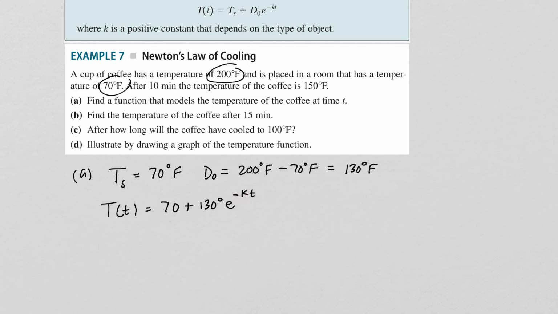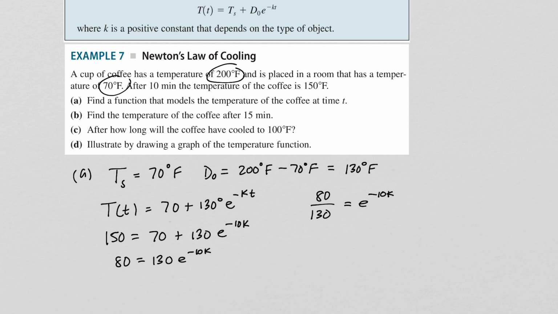What we know is that after 10 minutes, so when little t equals 10, the temperature of the coffee will be 150. So we know that 150 is equal to 70 plus 130 e to the negative 10 times k. Subtracting 70 from both sides, we have 80 is equal to 130 e to the negative 10k. Dividing both sides by 130 gives us 80 over 130 equals e to the negative 10k.